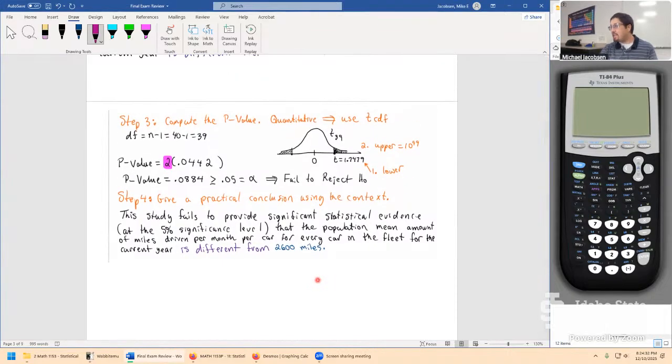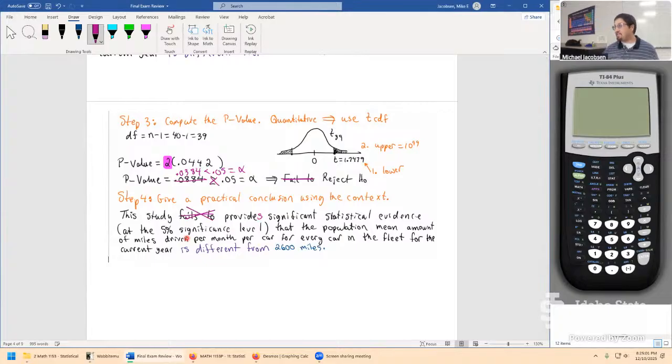So let's suppose this came out as a 0.0384. Now it's less than alpha, 0.05, which means we reject H naught. So if it goes this way, we'll say the study provides significant statistical evidence, and then everything else is the same. So yeah, that's a really good observation to make.